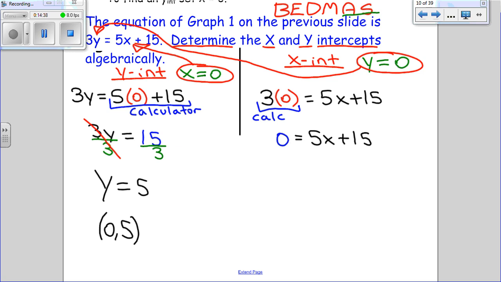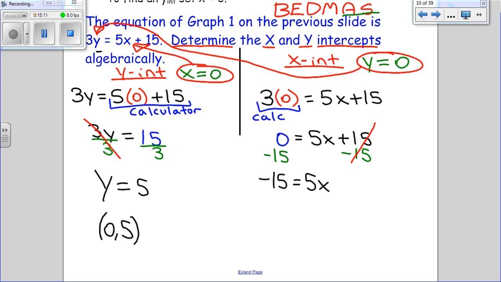To move something, you do the opposite. So that plus 15, I'm going to subtract 15 from both sides. Notice that I'm not subtracting it from the 5x. I'm only subtracting it from exactly where it is, so it cancels out, and from the other side of the equation. So this gives me negative 15, and all that's left on the other side is 5x.